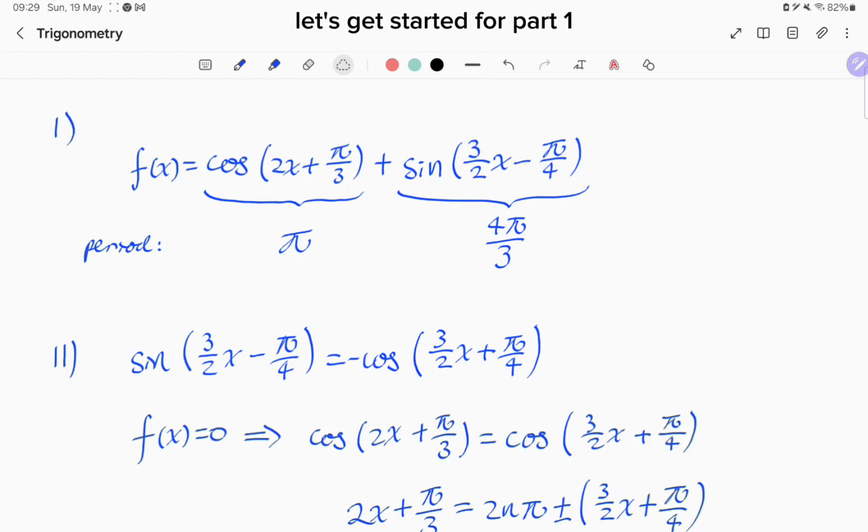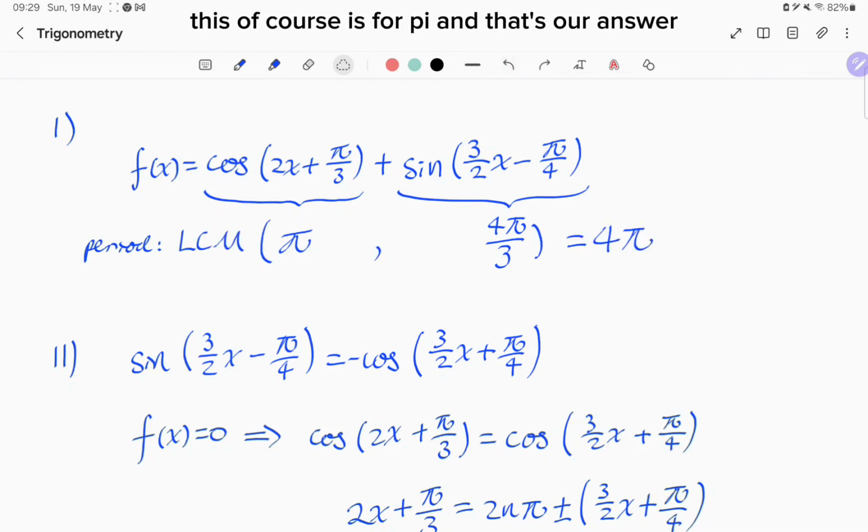Let's get started. For part 1, firstly, we'll write down the periods of each of the separate sections. The period of the left is pi and the period of the right is 4 pi over 3. We now need to find the lowest common multiple of these periods. This, of course, is 4 pi, and that's our answer. Now, let's move on to part 2.